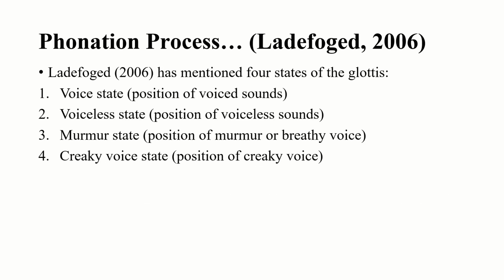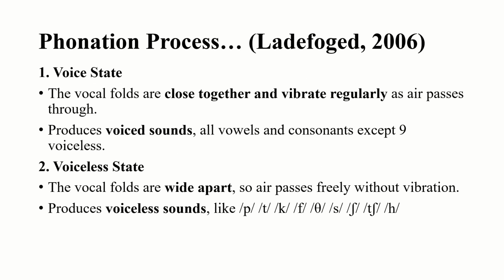And next one is Ladefoged. According to Ladefoged, again there are four states of the glottis. One is voice state, another one is voiceless state, murmur state, and next one is creaky voice state. So, talking about the voice state by Ladefoged, vocal cords are close together. Then there is a vibration, and in this state, voiced sounds are produced. And voiced sounds in English means all vowels and 15 consonants except those 9 voiceless.